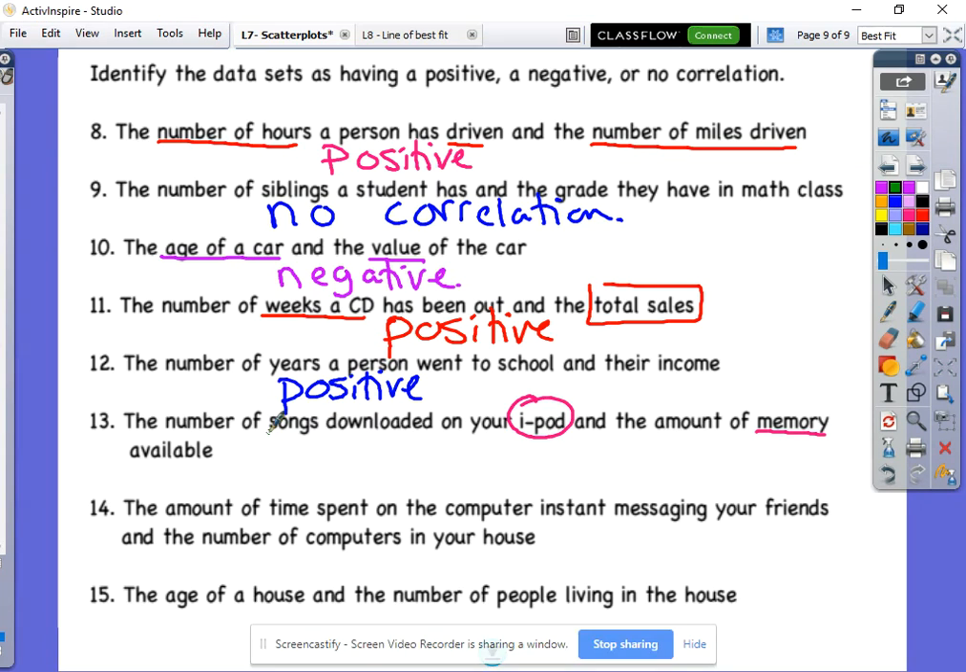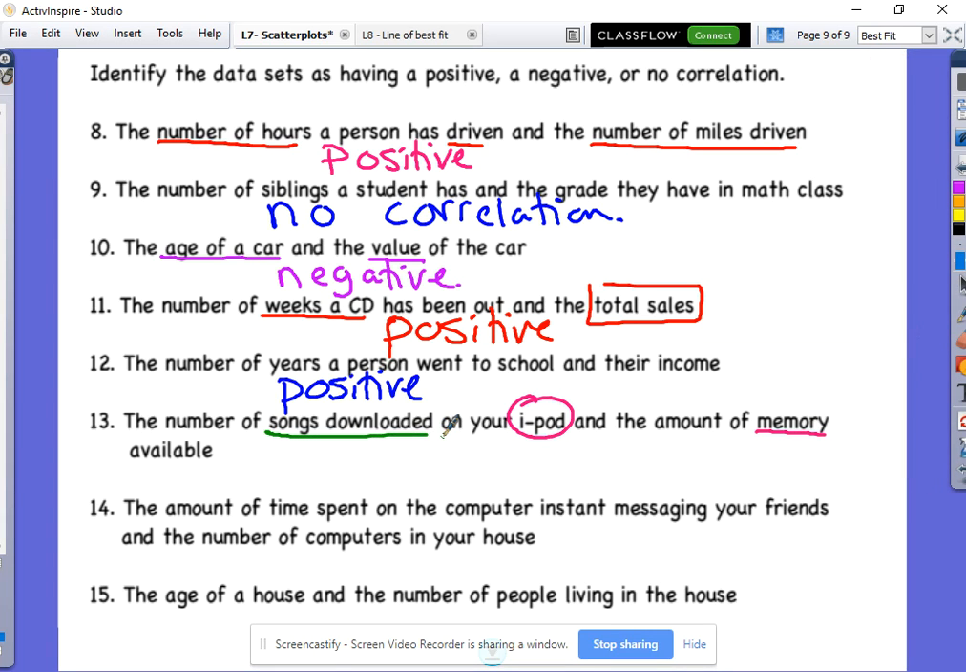The more songs you download, or maybe the more selfies you take, what happens to your memory? The memory on your phone or your iPod goes down. That's your storage space goes down. So that is definitely a negative correlation. So you have a negative correlation there.